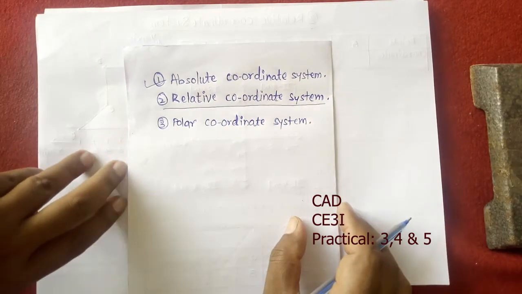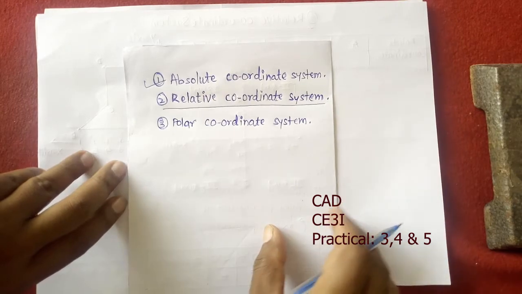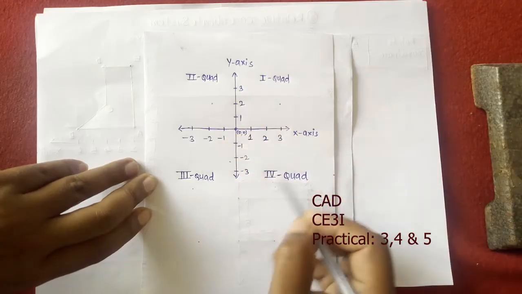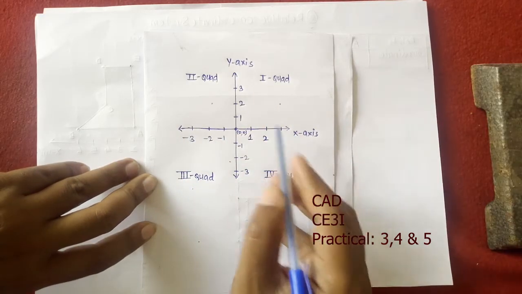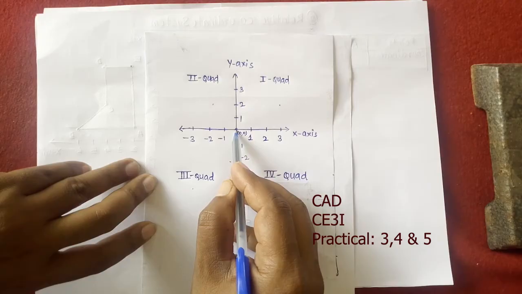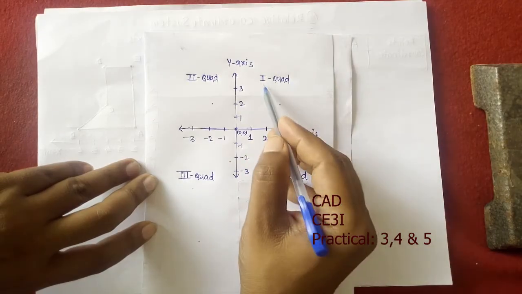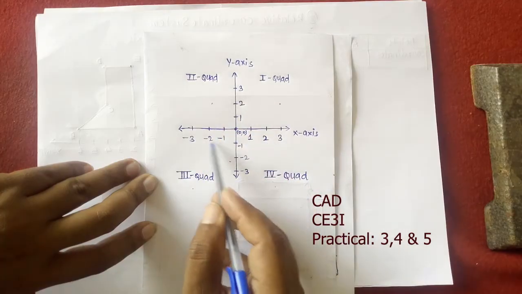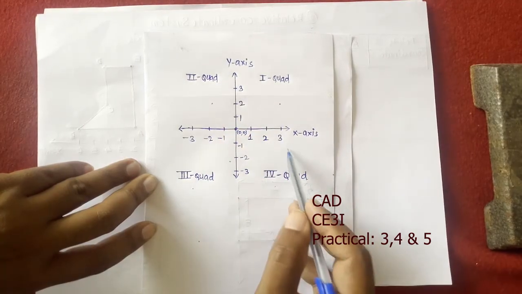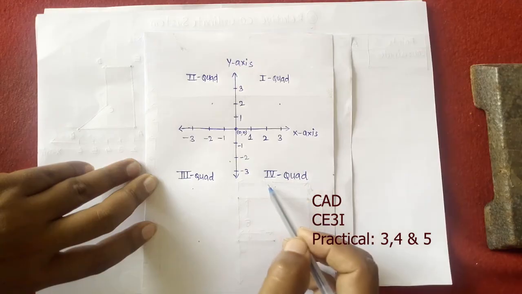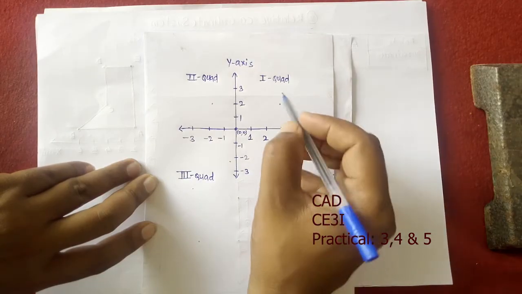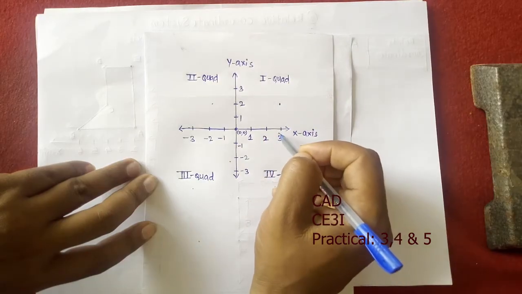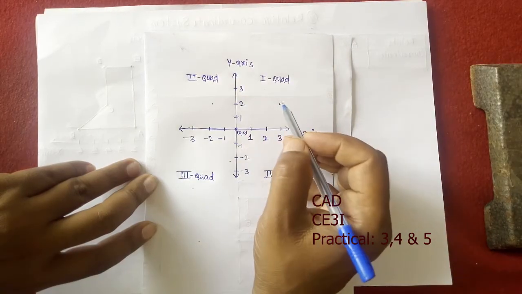Before starting with the relative coordinate system, let us understand the coordinate system first. So I have drawn the coordinate system in front of you. There is an x-axis, a y-axis, and this is the origin. This side is called the first quadrant, this side the second quadrant, this side the third quadrant, and this side the fourth quadrant. If we take any point in the first quadrant and calculate the x coordinate and y coordinate, both these coordinates are positive.